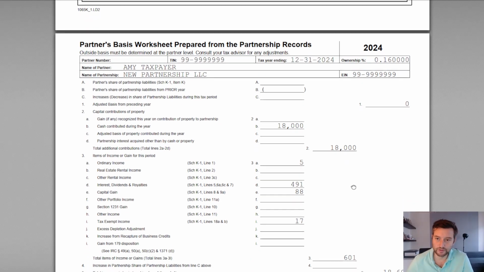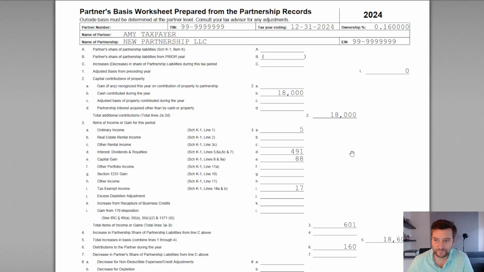The basis worksheet. Okay, so we have a basis worksheet here, and this was provided by the partnership within the K-1 package, but we'll also have a look at the partnership basis in the 1040 return as well. So we can see here partnership basis worksheet prepared as part of the partnership records, and they note here that your outside basis must be determined at the partner level, right? So partnership can do a worksheet like this, which is very helpful, but each partner needs to calculate their own basis based on what actually gets allocated to them and what's actually recorded on the tax return.